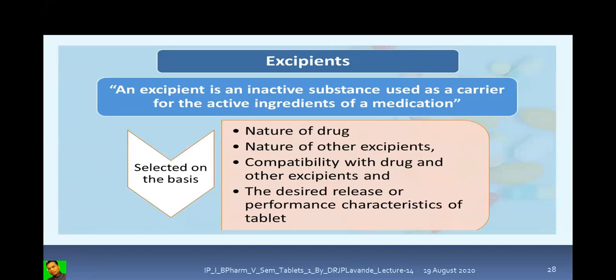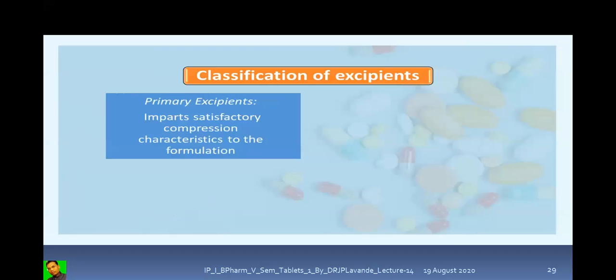They are selected on the basis of the desired release or performance characteristic of a tablet. Let us say, for example, if we want to produce a delayed release tablet, we require a polymeric agent. If we want to produce a disintegrating tablet, which goes into the stomach, quickly disintegrates and releases its active constituent, in this case we do not require polymers, so that the release is not extended. So, classification of excipients based on their importance.